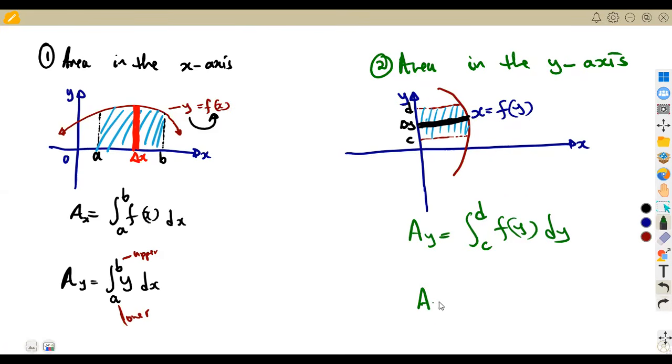So that means the area with respect to y is going to be the integral of x with respect to y with our limits c to d, whereby x is a function of y. This x here represents a function of y. And this y here represents what? F of x, just like the previous part. All right, so that is what you're going to need on the calculation of your area.